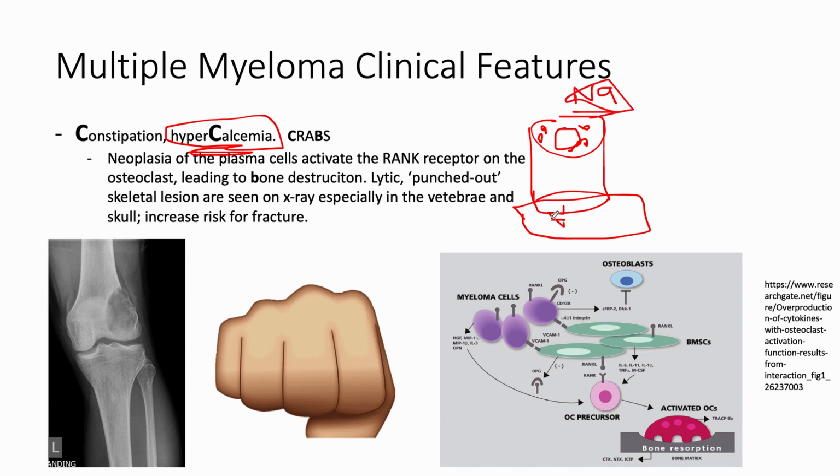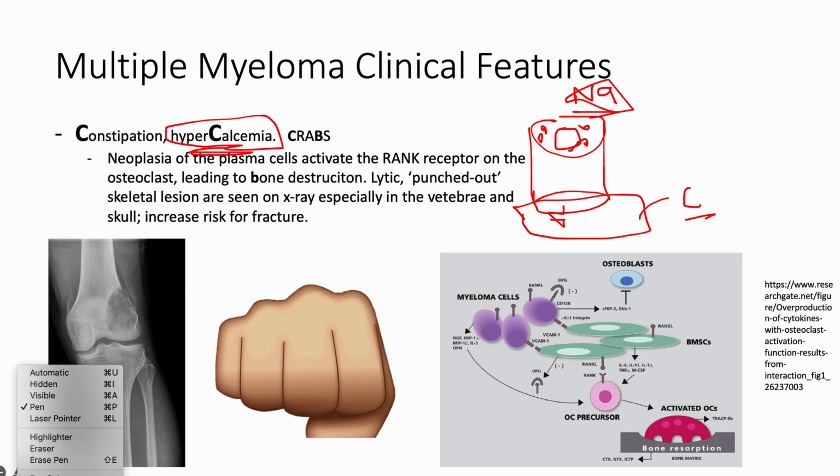So yeah, neoplasia of the plasma cells activate the RANK receptors on the osteoclast, and when you're activating the RANK receptors on the osteoclast, what is really happening is that the RANK receptors are basically the NF-kappa B receptors, and they are on the osteoclast, and they lead to bone destruction. So we have them over here. I took this from researchgate.com.